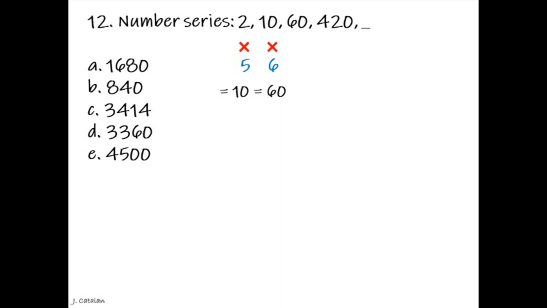Let us now multiply 60 by 7. The result is 420. To get the next number in the series, let us multiply 420 by 8. The result is 3360. The next number in the series in an increasing manner is 3360.